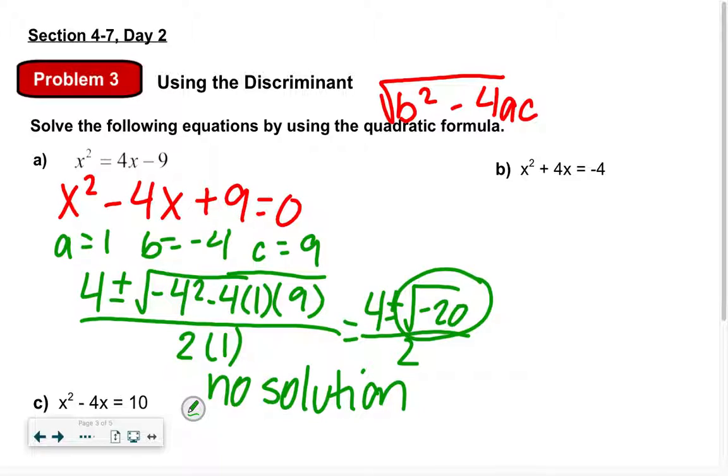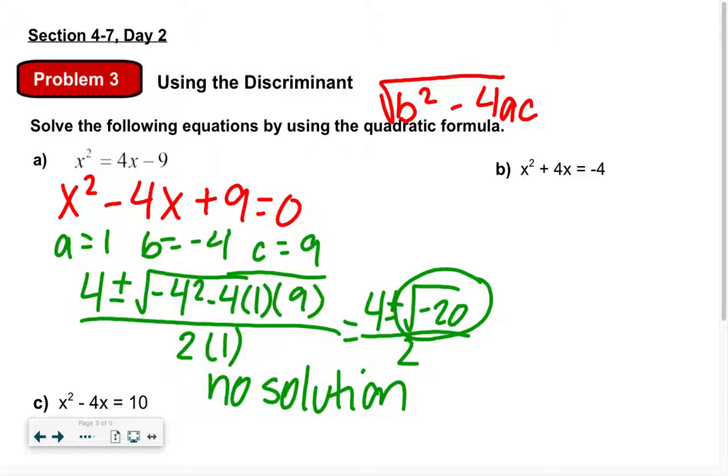That's illogical. So no solution is our answer. Yes, no solution is our answer. You always do the 2 thing at the bottom. 2 times a, whatever a is. Yep, since the square root's negative, it's no solution.